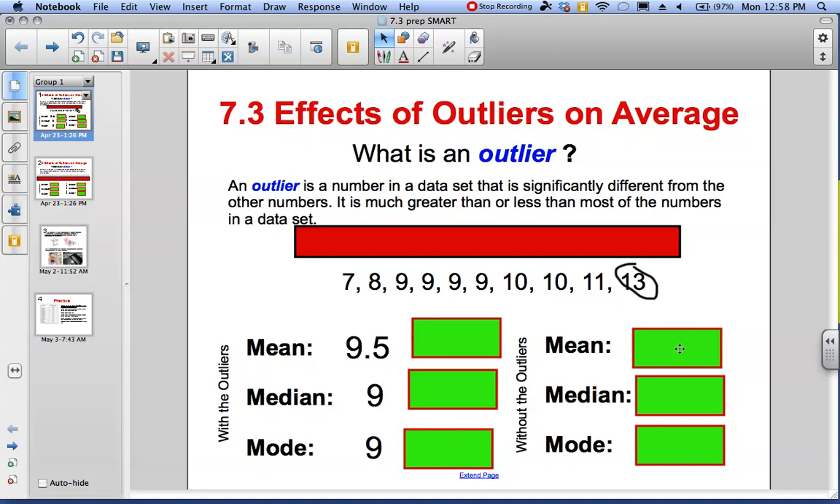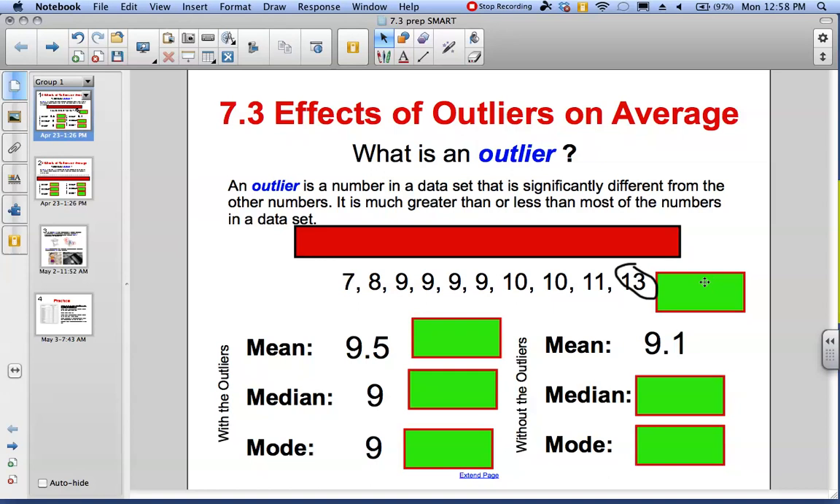So same thing, we're going to go through and find our mean. This time, if you add up the 9 numbers that are remaining and divide that by 9, you get 9.1 repeating, rounded down to 9.1.